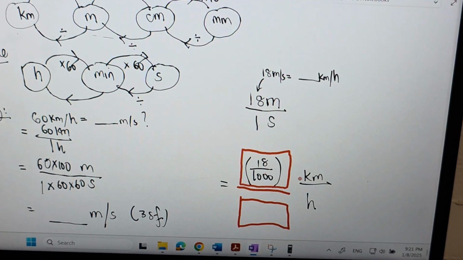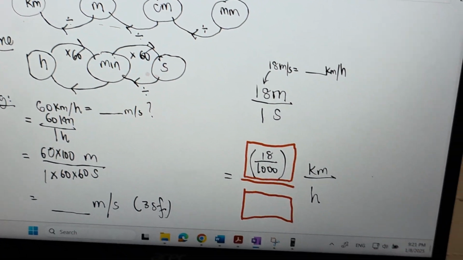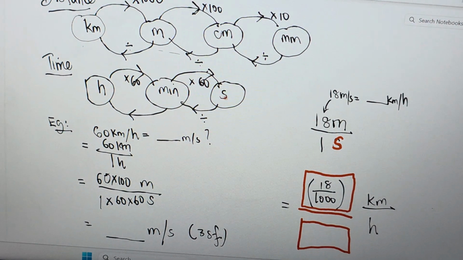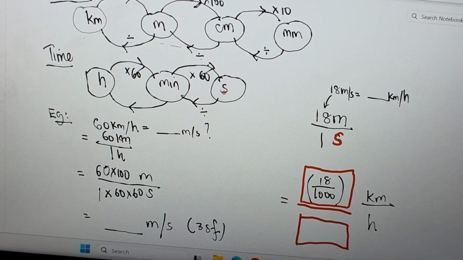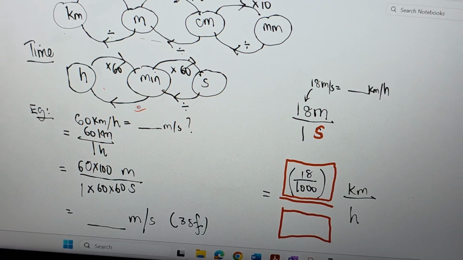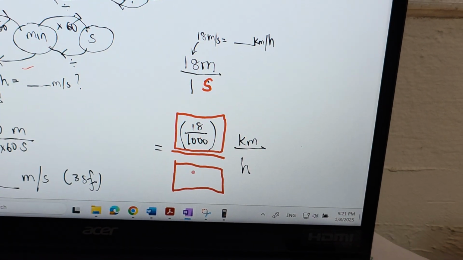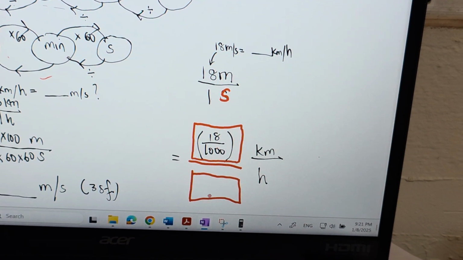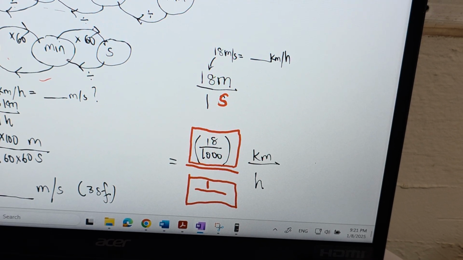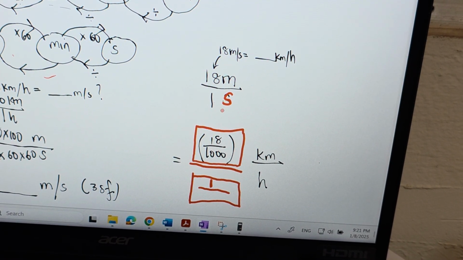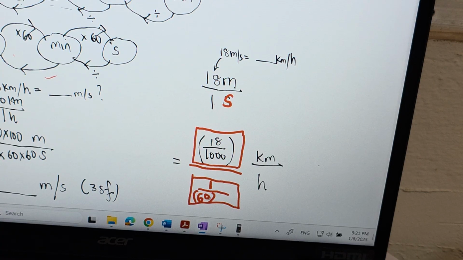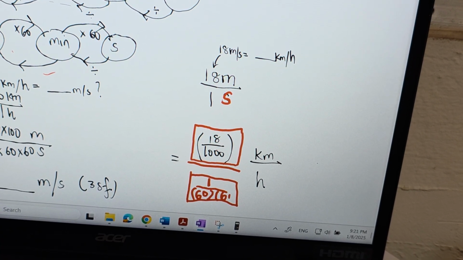We're done with the kilometers already. Now I want to change the seconds to hours. How do I do that? It's all here, you have this diagram, it's very simple. You must divide by 60 and divide by 60 again. How to do that? I will use a red pen to write the numbers at the denominator. This number 1, 1 second, you want to change to hours, so you must divide by 60 and then divide by 60 again. That means at the denominator, it's 60 times 60.